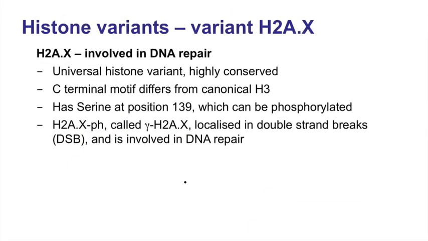The second histone variant we want to think about is called H2AX, a variant of histone H2A. This variant is involved in DNA repair. It's a universal histone variant, somewhat like CENP-A. It's found in all organisms and it's very highly conserved. In this case, it's the C-terminal motif that differs from the normal histone H2A that's found in regular nucleosomes. This particular C-terminal motif contains a serine at residue 139, and serine is an amino acid that can be phosphorylated. And it's the phosphorylated form of H2AX, which we call gamma H2AX, which is found at double-strand breaks.